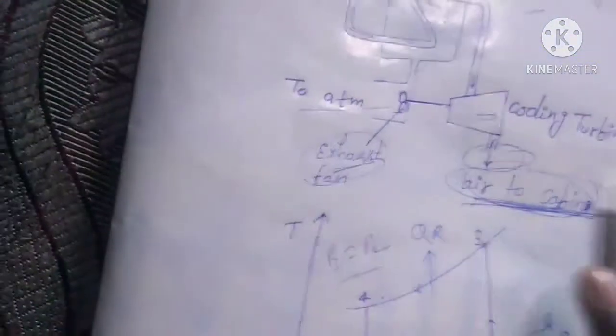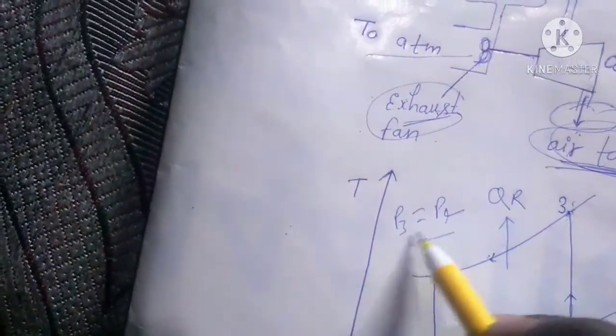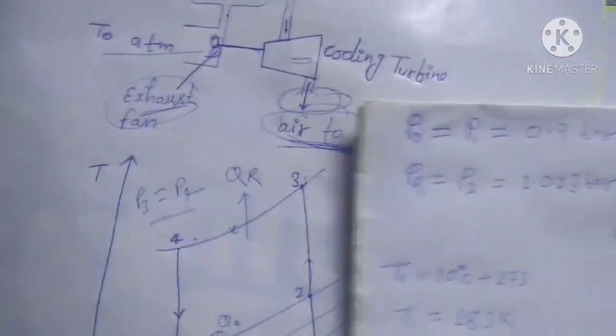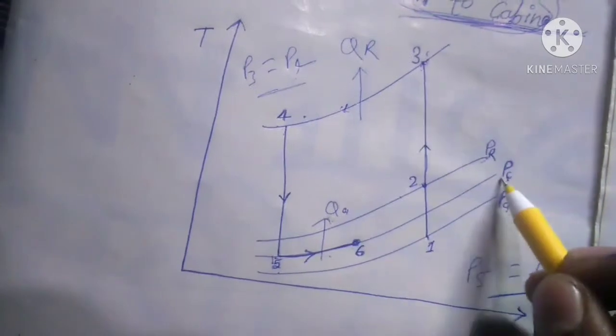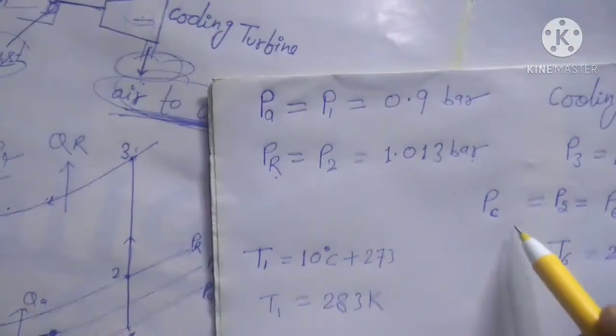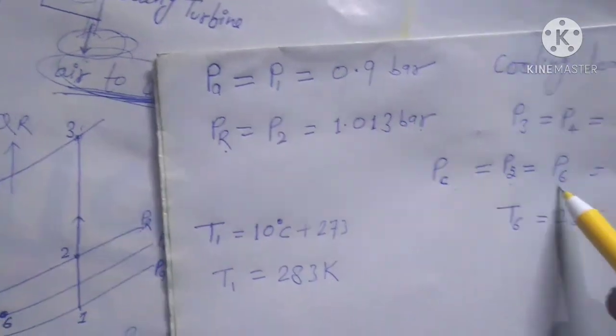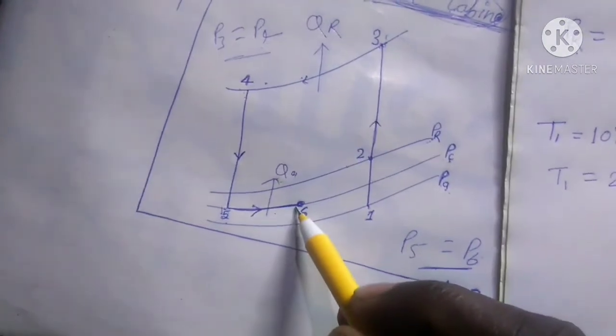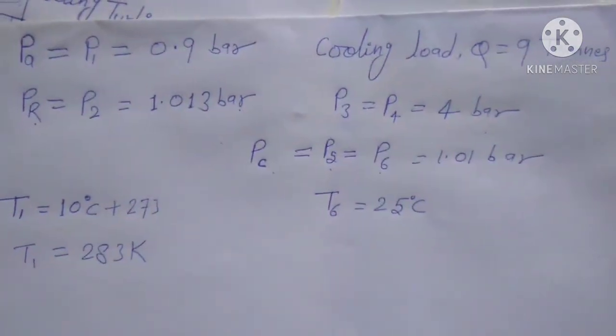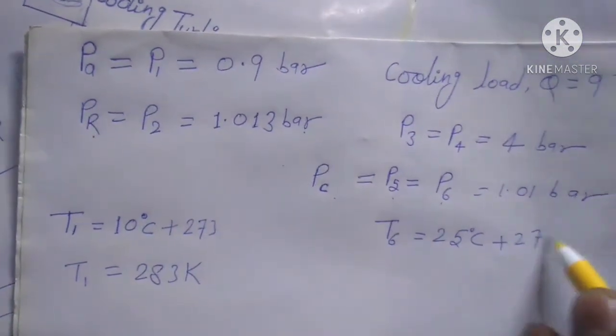And you see here P3 equals P4, which we derived previously. It is given as 4 bar. And PC, the pressure in the cabin, that means P5 equals P6, is given as 1.01 bar. And T6, the cabin temperature, is given as 25 degree Celsius, and if you convert it into Kelvin, you add 273, so T6 will become 298 Kelvin.